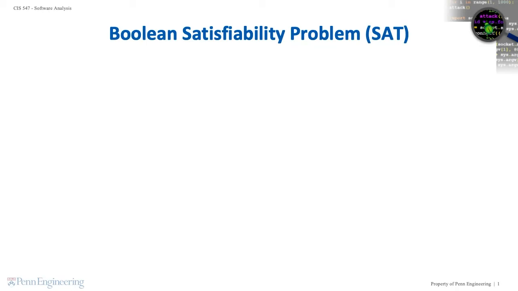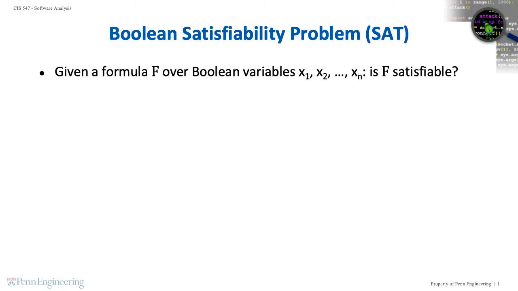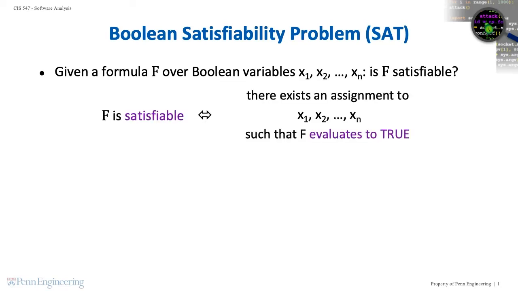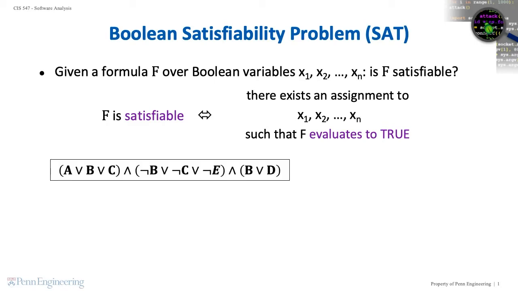The Boolean satisfiability problem, or SAT for short, is a decision problem that asks if a given formula f over Boolean variables x1 through xn is satisfiable. F is satisfiable if and only if there exists an assignment of Boolean values to x1 through xn such that f evaluates to true. As an example, suppose f is the following formula over Boolean variables a, b, c, d, and e.